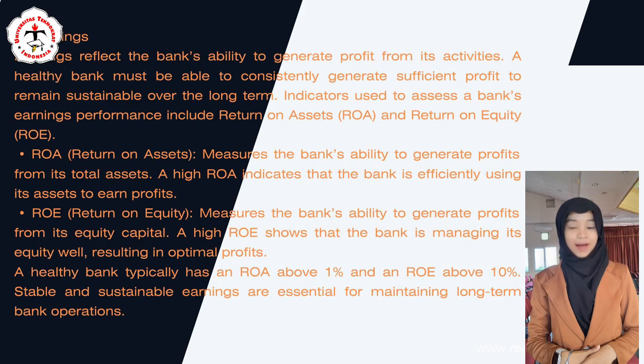ROE, return on equity, measures the bank's ability to generate profits from its equity capital. A high ROE shows that the bank is managing its equity well, resulting in optimal profits. A healthy bank typically has an ROA above 1% and an ROE above 10%. Stable and sustainable earnings are essential for maintaining long-term bank operations.